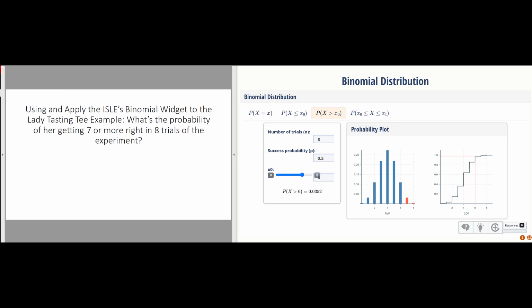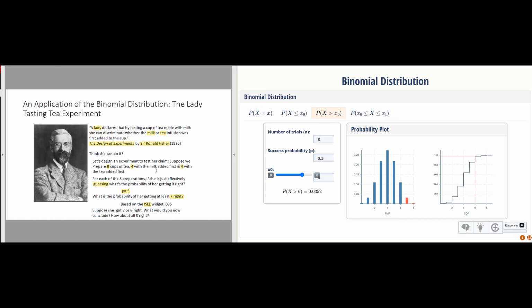Now, by the way, apparently she actually got 8 correct, and the probability of doing that is obviously even smaller than 3.5%. Again, still not proof. Even if you get 8 correct, you can do that by luck, so it's still not proof, but it's very good evidence that she can, in fact, do this analysis.